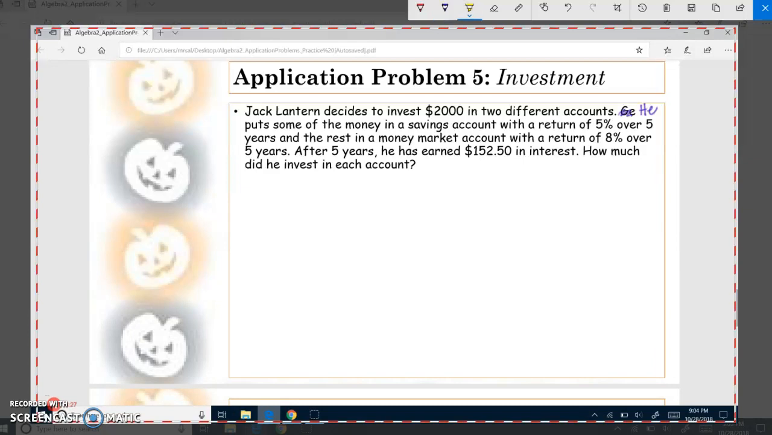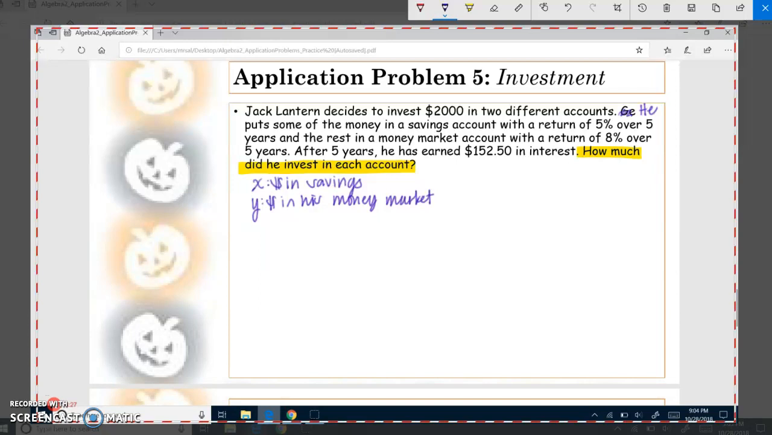Because notice that our final question is asking us, how much did he invest in each account? So Jack Lantern is putting his money into 2 different bank accounts. So one, X, that's going to be the money that's in his savings account. And then Y is going to be the money in his money market account. So a money market account is just a different kind of investment account from a savings account. So there's a certain amount of time that you would put it into that account and you wouldn't be able to access it while it was earning money.